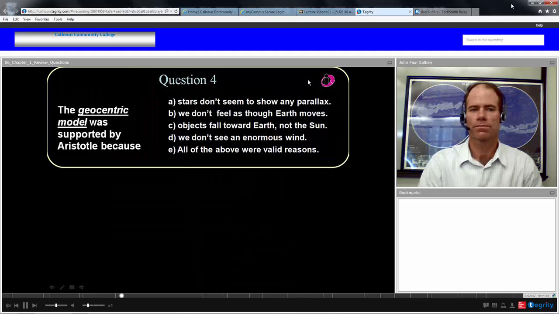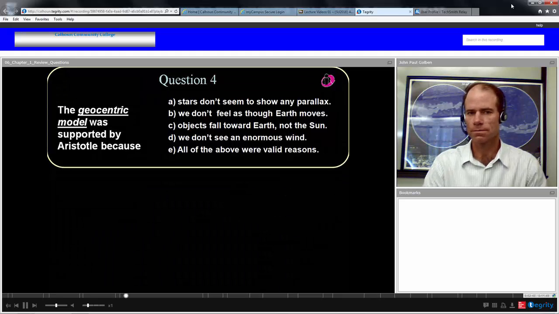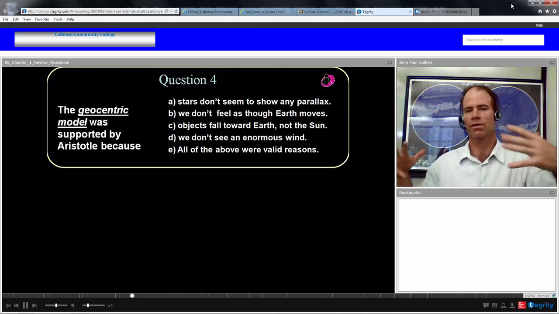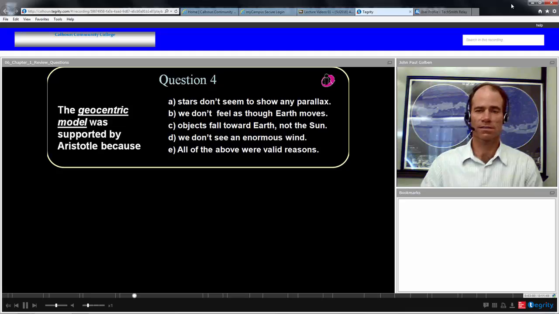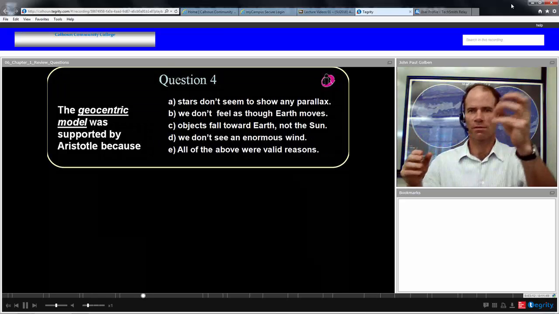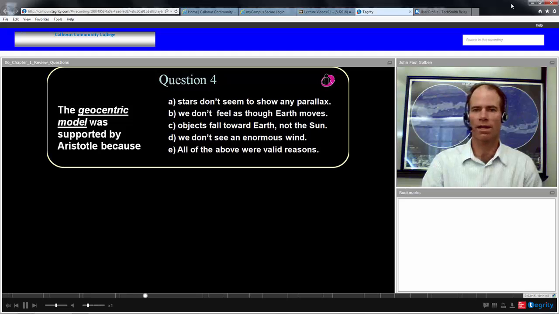Question 4. The geocentric model was supported by Aristotle because, well, Ptolemy had proposed this model that the Earth is the center of the solar system, and the sun and the planets and everything else went around the Earth. This was supported by the greatest scientist of the day, Aristotle, because he looked for parallax. If the Earth were actually going around the sun, you should see parallax between objects that are closer to you and objects that are further away. And Aristotle could not see that parallax. Of course, the parallax was too small for human measurement in those days.